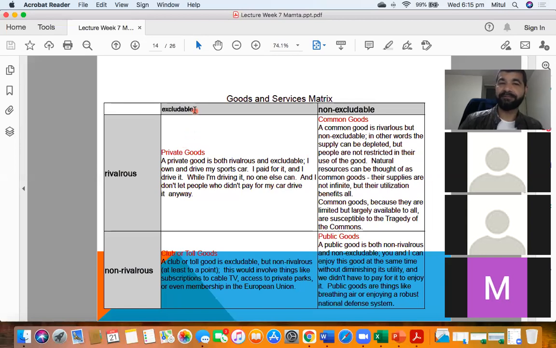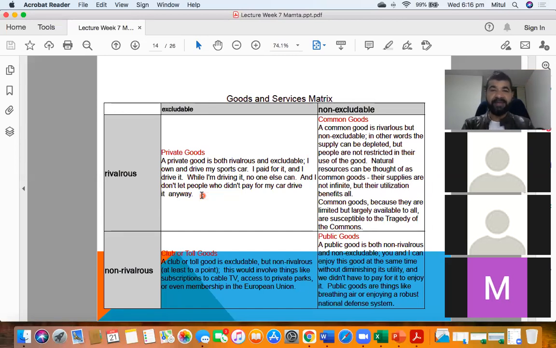Excludable, non-excludable. Rivalrous, non-rivalrous. Okay? Private good. A private good will have both. You can exclude people, and also if someone uses it, it will be reduced in consumption for other people. That is called private goods. Private goods are both rivalrous and excludable.